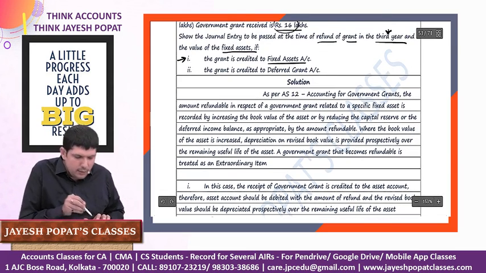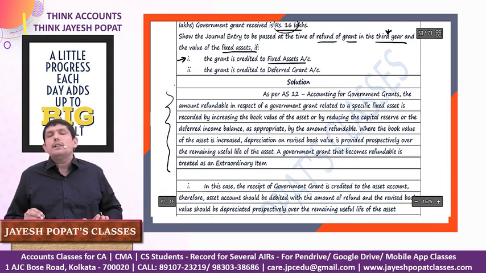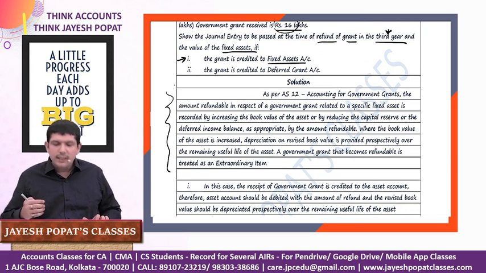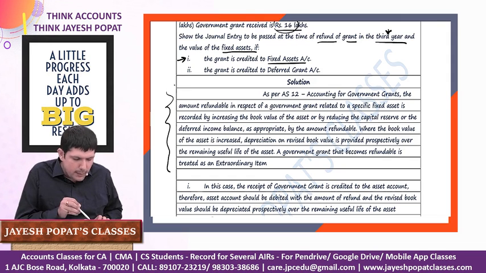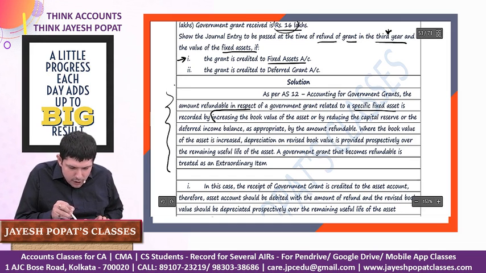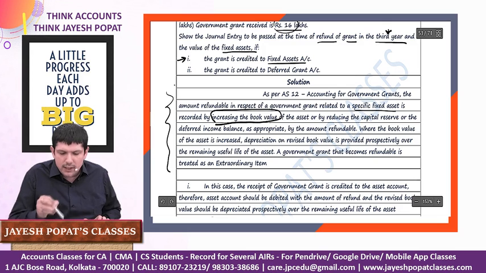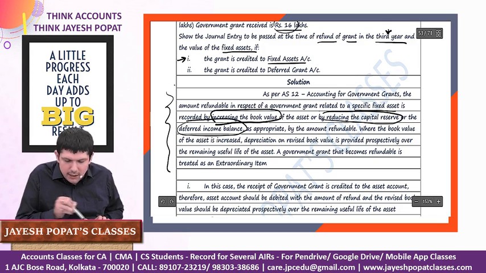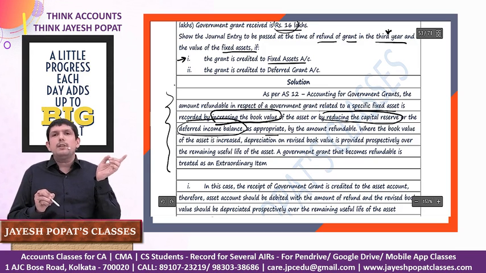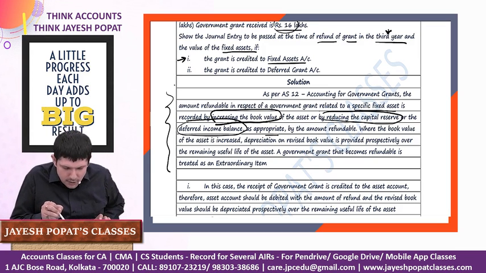You know that we need to first state the particular para from the accounting standard and then deal with the case. So we'll say, as per Accounting Standard 12, Accounting for Government Grants, the amount refundable in respect of government grant related to a specific fixed asset is recorded by increasing the book value of the asset or by reducing the capital reserve or the balance in deferred income, as appropriate. Originally what treatment you did, you need to choose based on that.